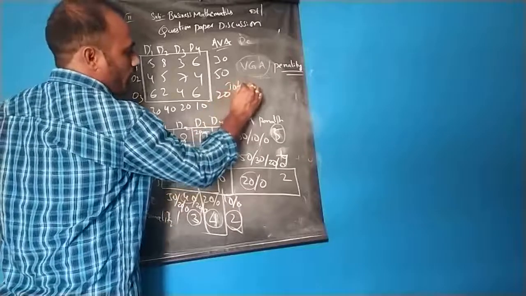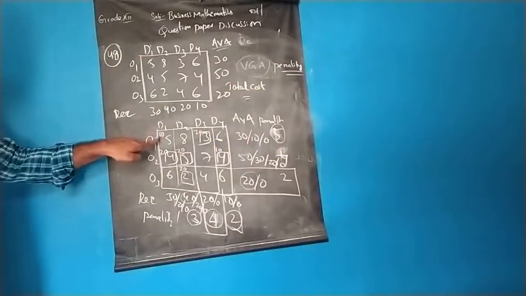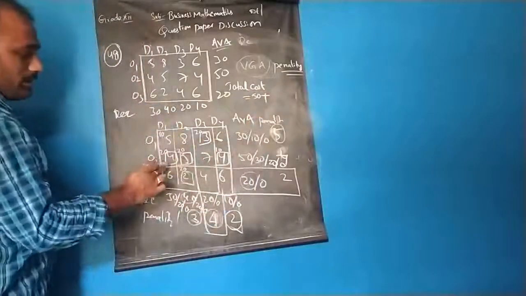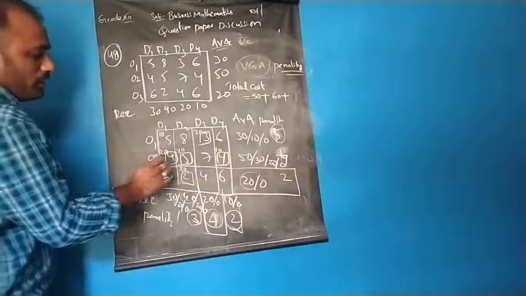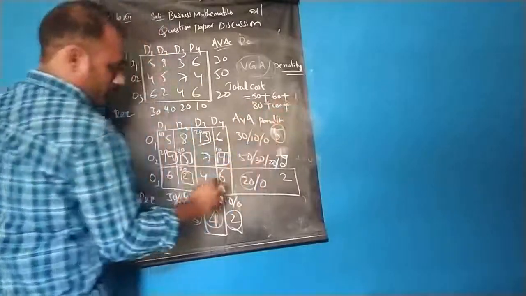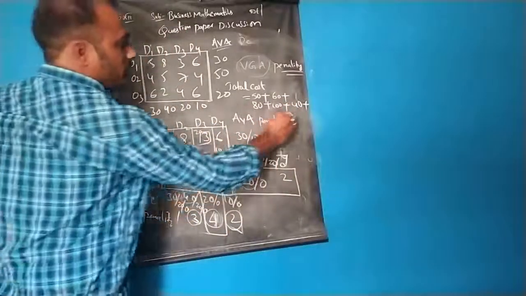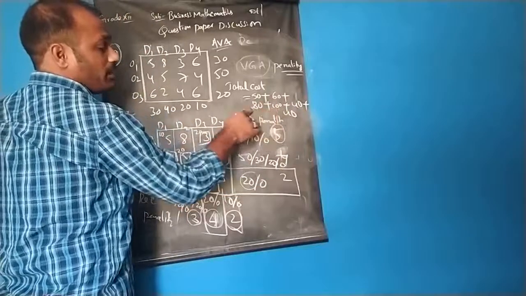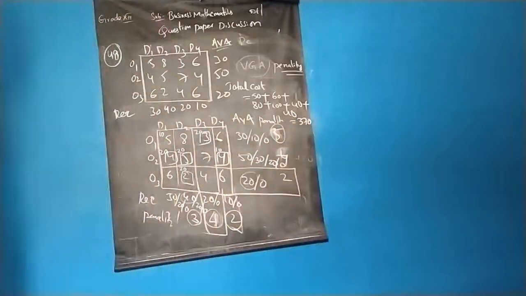How are we going to get the total cost here? Total cost is equal to whatever values you have kept here. 10 into 5 is 50, plus 20 into 3 is 60, plus 20 into 4 is 80, plus 20 into 5 is 100, plus 10 into 4 is 40, plus 20 into 2 is 40. So 40 plus 40 is 80, plus 60 is 140, plus 100 is 240, plus 80 is 320, plus 50 is 370 units. So 370 is the answer of this.